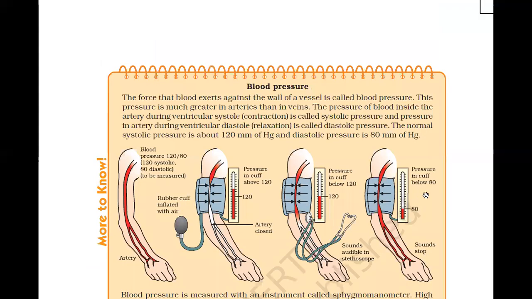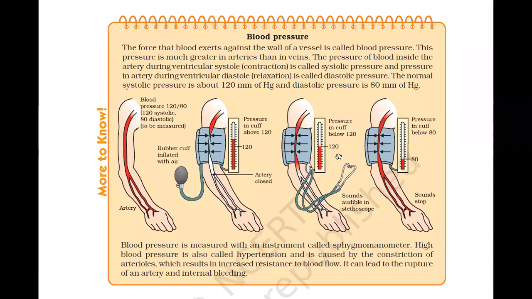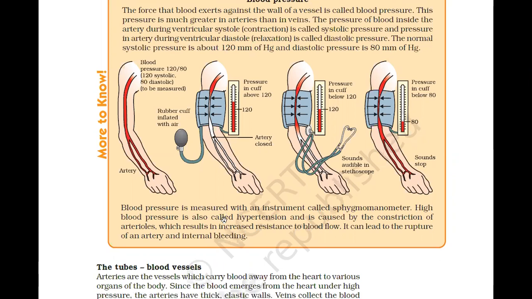More to know: blood pressure. The force that blood exerts against the wall of a vessel is called blood pressure. This pressure is much greater in arteries than in veins. The pressure of blood inside the artery during ventricular systole is called systolic pressure, and the pressure in artery during ventricular diastole is called diastolic pressure. The normal systolic pressure is about 120 mm of Hg and diastolic pressure is 80 mm of Hg. Blood pressure is measured with an instrument called sphygmomanometer.